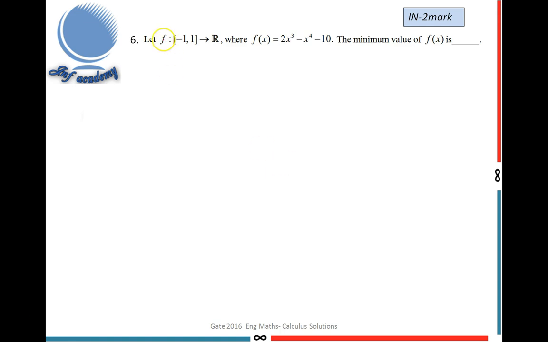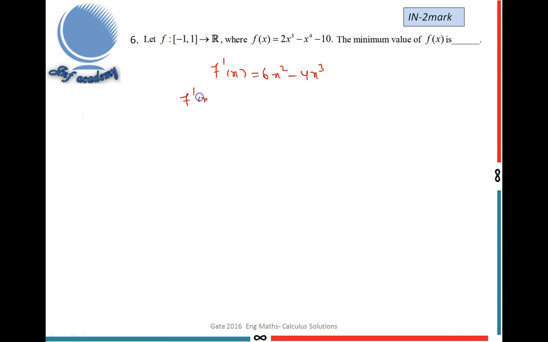Now the sixth problem, let f from minus 1 to 1 tend to R, where f of x is given. The minimum value of f of x is what? We have to find the minimum value of f. This question is from the IN department. It has 2 marks. First I find f dash of x. What is f dash of x? f dash of x equal to 6x square minus 4x cube. This is f dash of x.